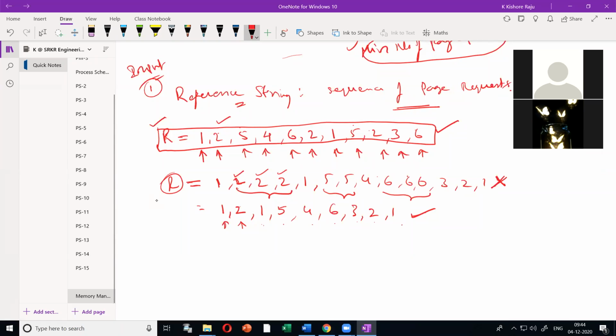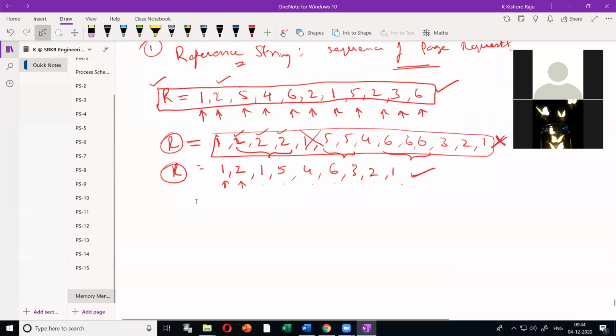This is the wrong representation. You should not represent it like this. So now the page requests are available. Then the next input is frames.